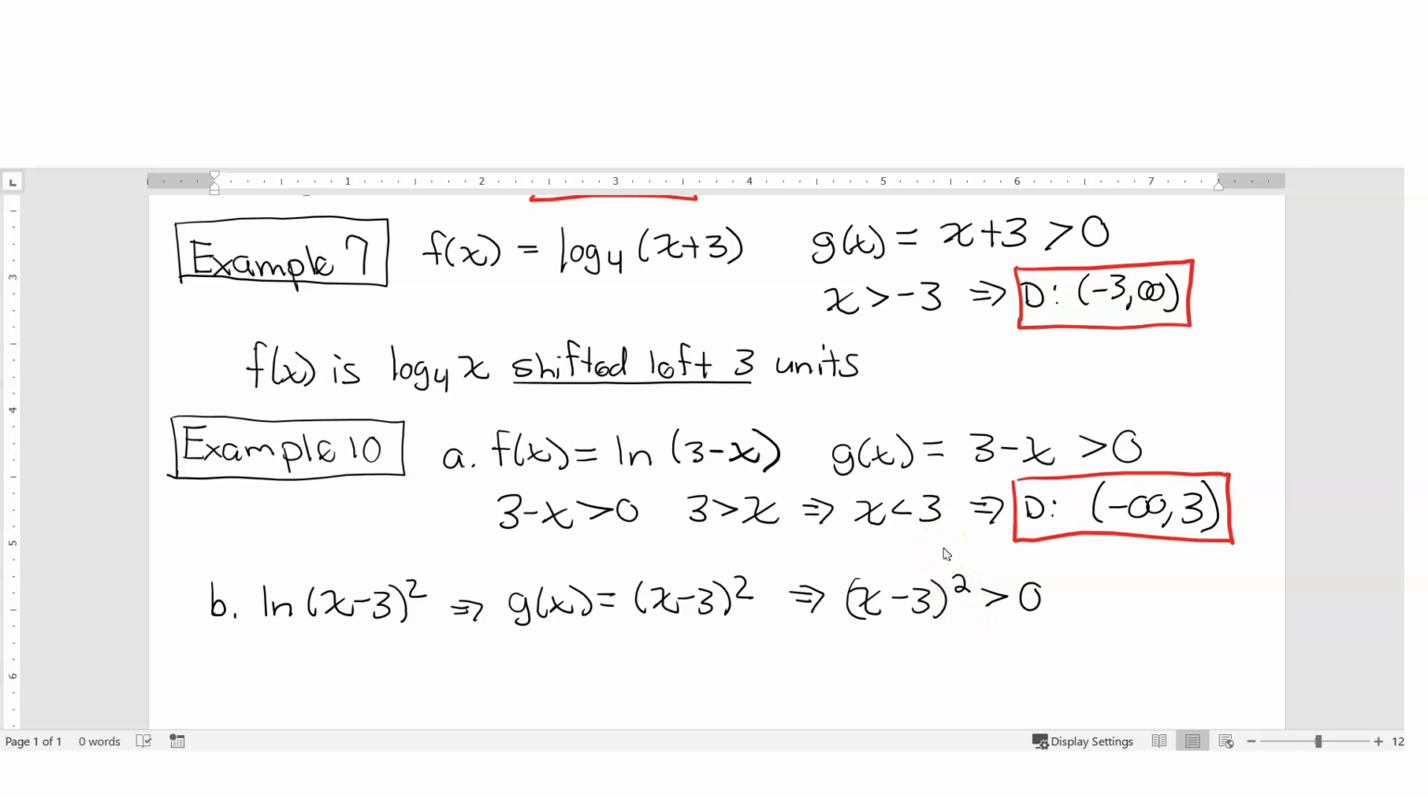There is one value that must be excluded, and this is x cannot equal 3. If we substitute x equals 3 into this expression, 3 minus 3 squared would of course be 0. That is not greater than 0. So this is a slightly different example where there's actually just one excluded value. So we'd have minus infinity to 3 joined with 3 to infinity.